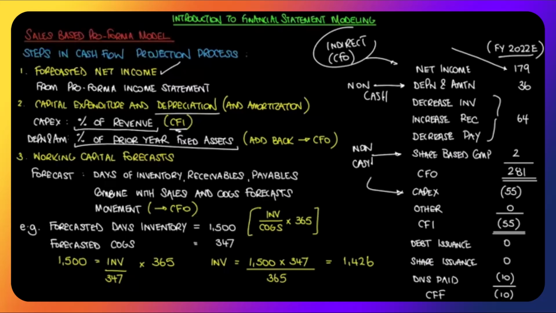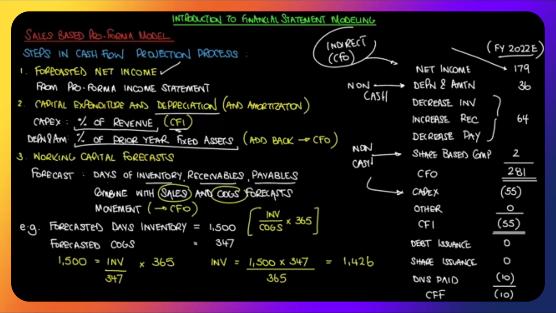What was the other big part of our indirect approach? Once we'd sorted out our non-cash expenses, we needed to adjust for our movements in working capital, inventory, receivables, and payables. How do we get those? Well, we'll combine two things. Once again, we'll come back to old friend sales forecast. So we know what our sales forecast is. We know what COGS is forecast to be from our percentage margin on sales, our gross margin.